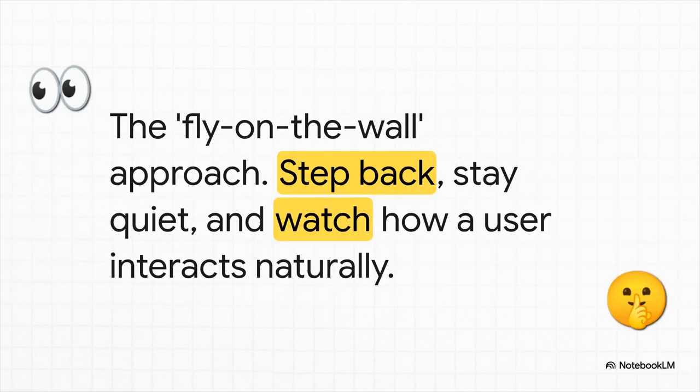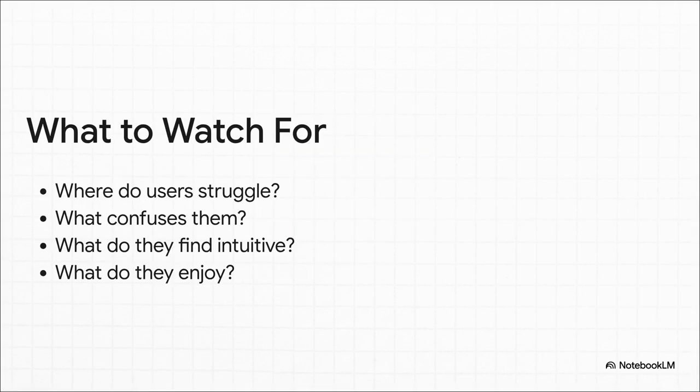First up, direct observation. You can think of this as the fly-on-the-wall method. The idea is so simple but so powerful. You just step back, you stay quiet, and you watch. You just see how someone interacts with your creation completely naturally. Now, when you're observing, you're basically a detective. You're looking for clues. Where do their eyebrows furrow in confusion? What makes them smile or breeze right through a task? These little nonverbal hints are pure gold because they are totally unfiltered. The hardest part? Biting your tongue. Your job is to watch, not to jump in and help.